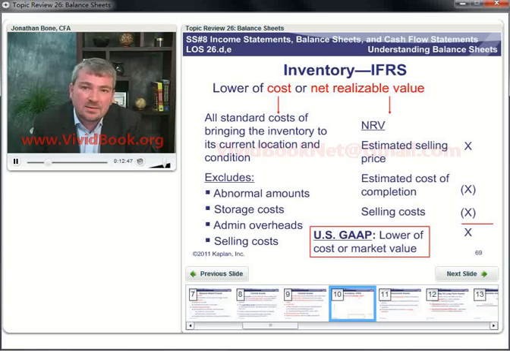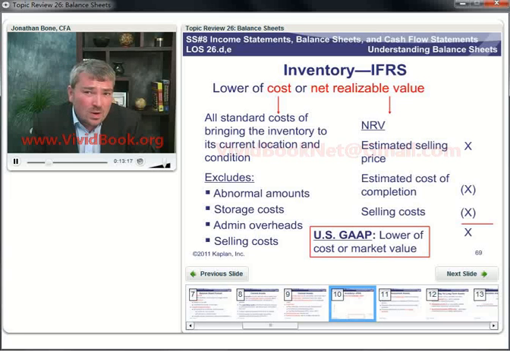Instead, they'll be included in our sales, general and admin. Administration overheads are not directly related to the production of goods, so cannot be included. As selling costs as well, remember it's only the cost of completing your finished goods. Any costs of making a sale are after the goods are complete, so they can't be included either. So we're going to look at the standard cost of production, and then we're going to compare that to net realizable value. Net realizable value, we take the estimated selling price.